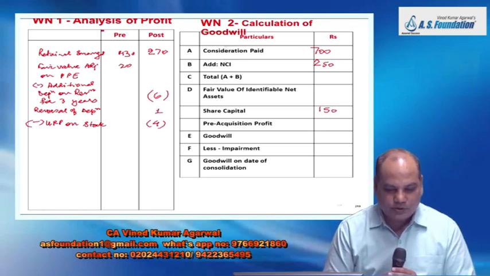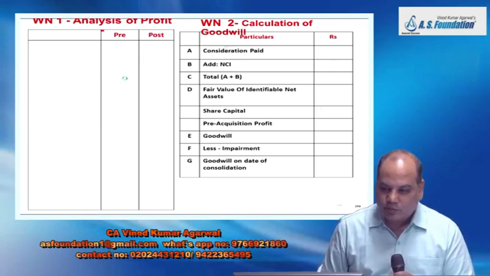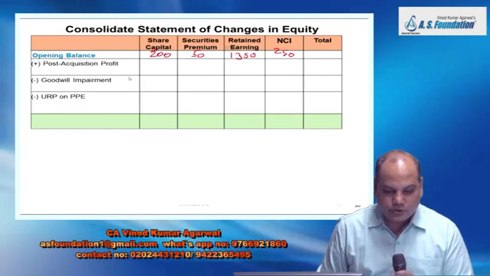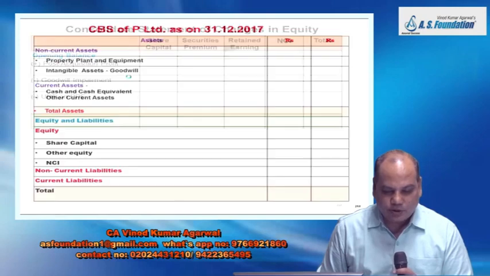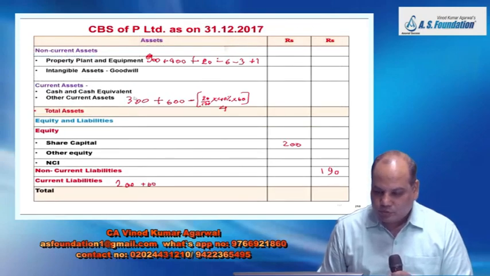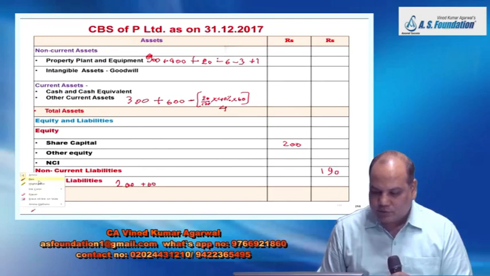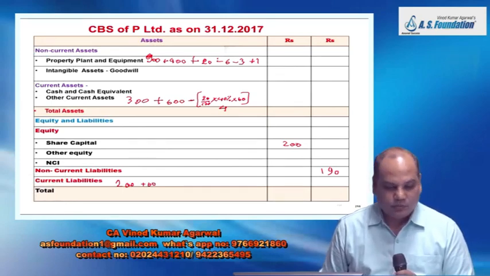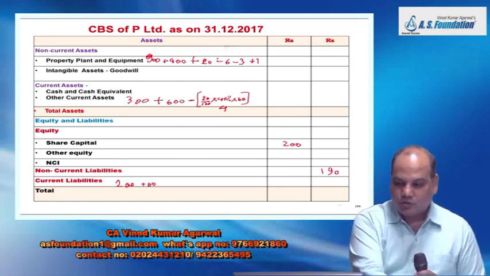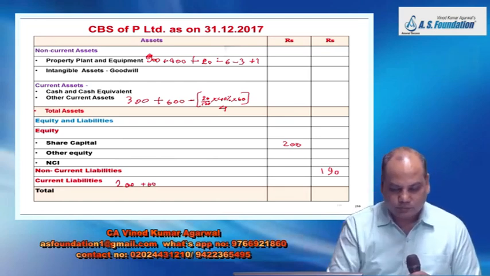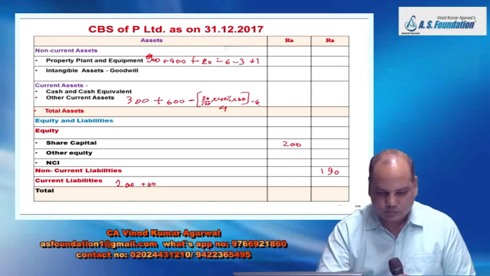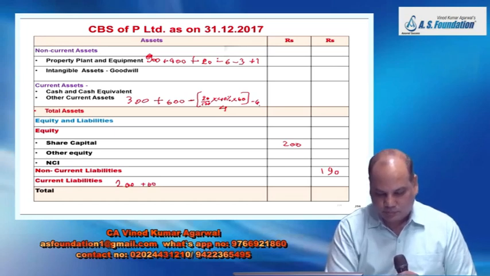Now some simple adjustment. S Limited books showed a balance of rupees 6,000 as being due from P. So where will you present 6,000 balance due from P? It must be in the other current asset. Yes or no? So write down minus 6,000.